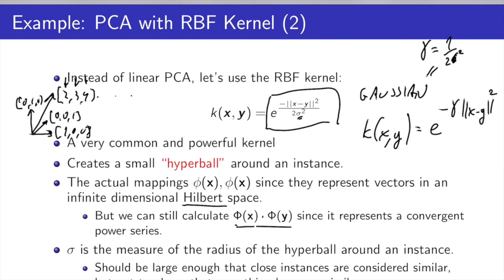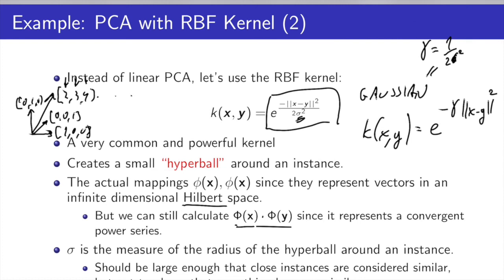You don't actually have to know all the basis vectors. So in this case, if you define it like this, as an RBF kernel or Gaussian kernel, essentially your space is no longer Euclidean. It's what we'll call a Hilbert space. So Euclidean is a special case of the Hilbert space, and in that space, depending on the size of sigma, this creates a small hyperbole around an instance.